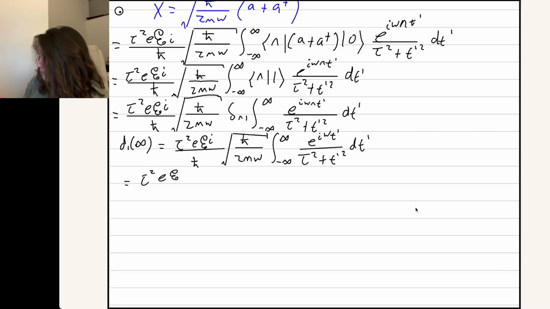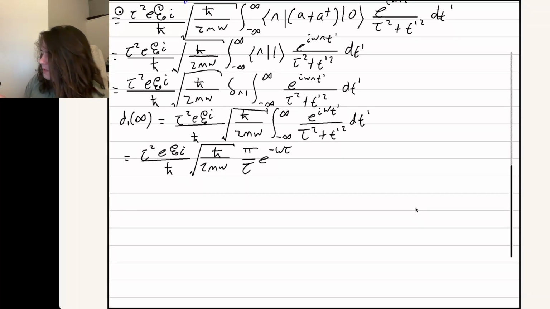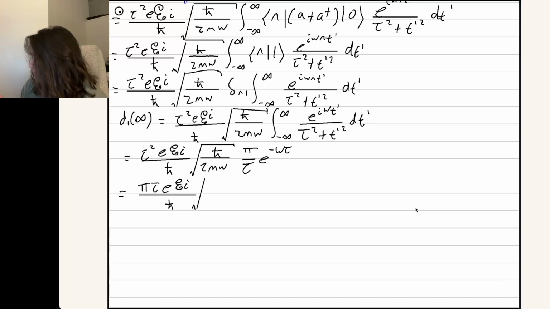Writing all this stuff out again: i over h bar, root h bar over 2m omega. This integral turns into pi over tau times e to the minus omega tau. Thank you, ChatGPT, for that one. So simplifying that, we'll have tau squared, or not tau squared anymore, just tau: pi tau e, fancy e, i over h bar, root h bar over 2m omega, e to the minus omega tau.